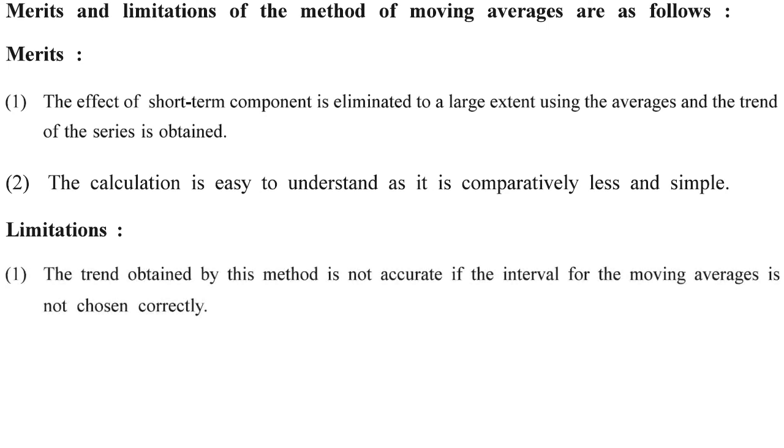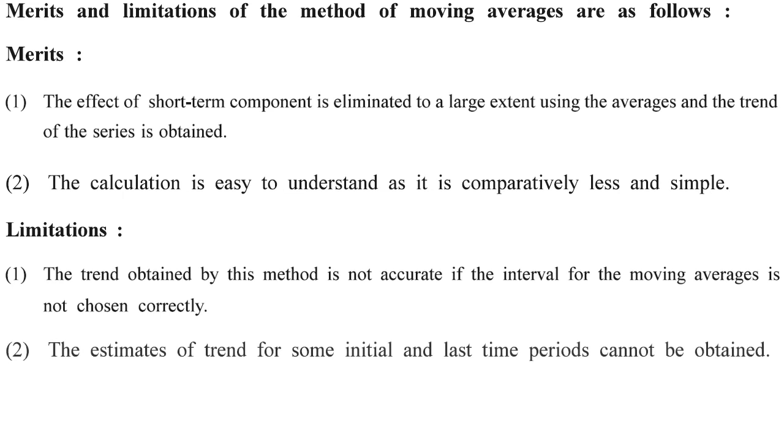The limitation, the first one: if the interval, the 3s, the 4s, the 5s, is not assumed correctly, if there is a mistake in the oscillation period estimation, then of course our whole answer will be wrong. Number 2, the estimate for trend of some initial and last time periods cannot be obtained. As we have seen in the 3s, first and last is omitted. In the 4s and 5s, first 2, last 2 are omitted. That thing happens, and so we can't find answer for each and every value.